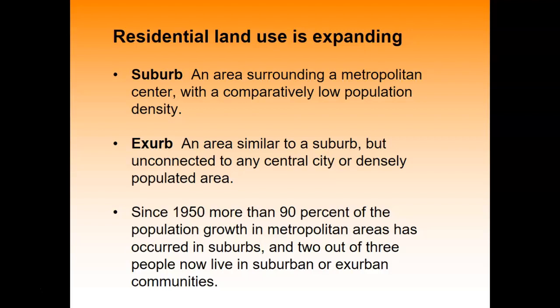There are different ways that we can identify land. A suburb is going to be a land area that surrounds metropolitan areas, so like all the suburbs around the city of Chicago, right? An exurb is going to be one that's similar to a suburb, but it is not attached to a central city. Okay.